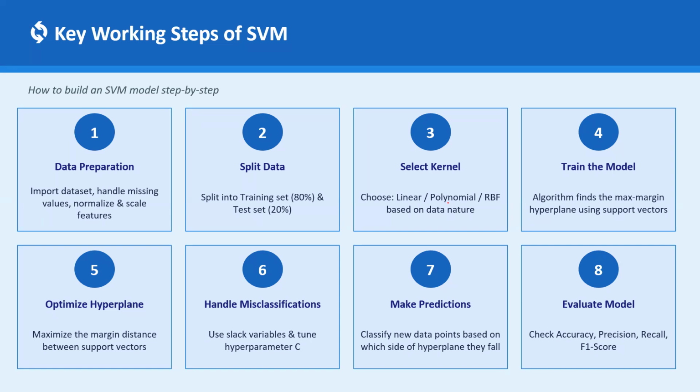So let's say you are working on a project using a support vector machine. What exactly are the steps you need to follow? First we need to understand the data. We prepare the complete data: importing the data set, handling the missing values, and normalizing and scaling all the features. Then we split the complete data into X train and test data, right? 80% training and 20% test data.